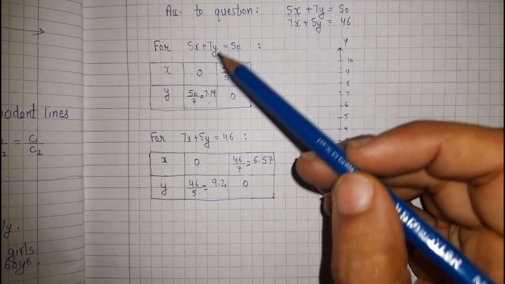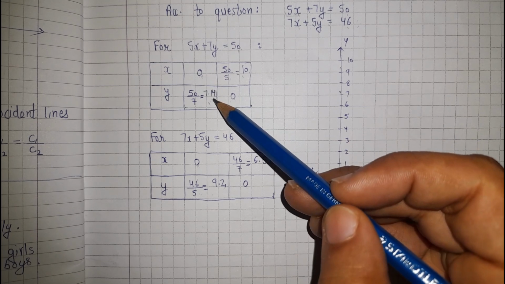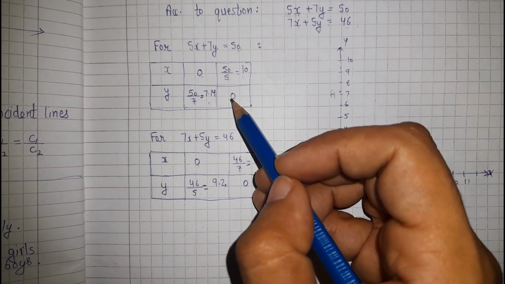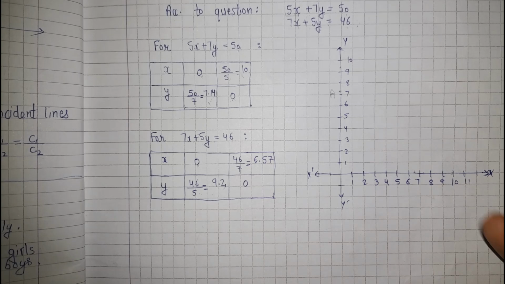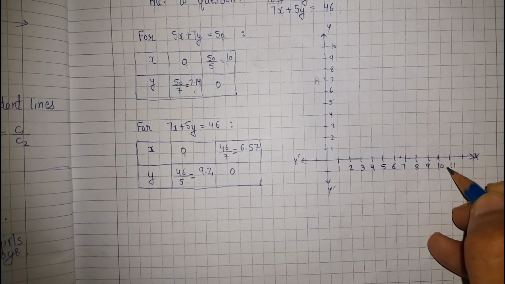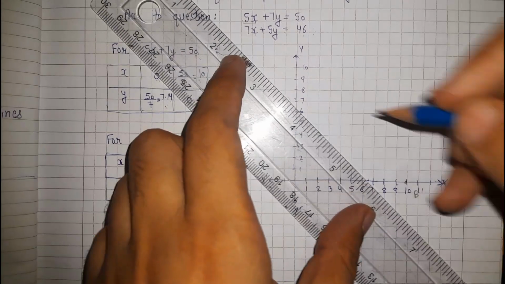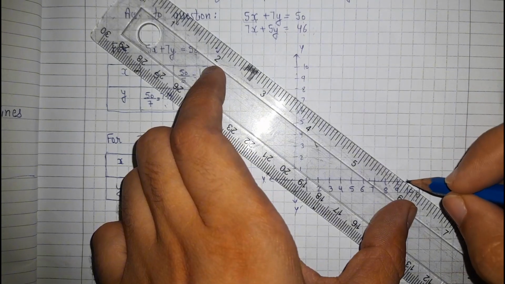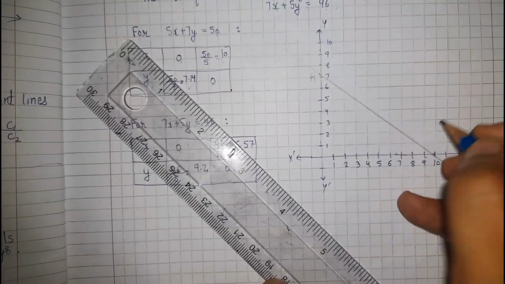For this equation, when x is 0, y is equal to 7.14, point A. When y is 0, x is equal to 10. This is our point B. Now joining both these points, this is our required equation.